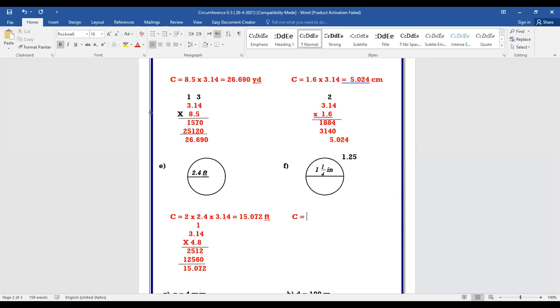This one will be 1.25. This is the length of the diameter. Multiply by 3.14. 3.14 is a constant number. Now multiply 1.25 by 3.14. Can you multiply with me, Reem?